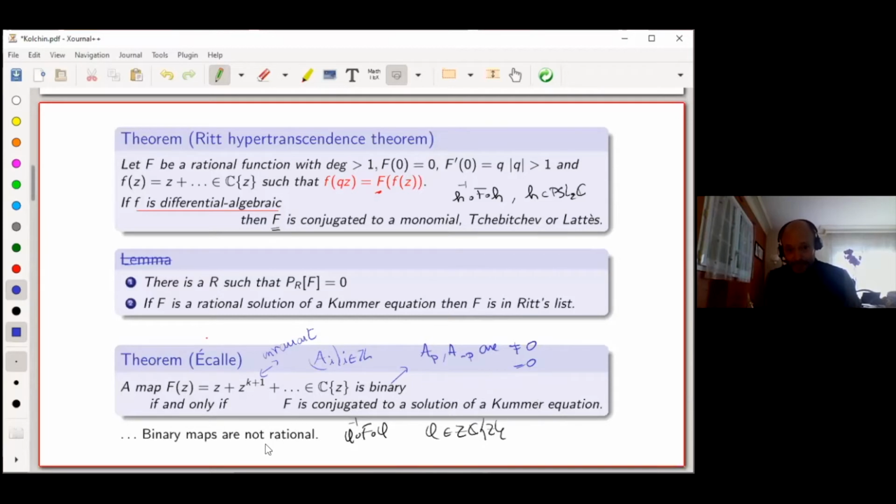So if you believe in this theorem of Écalle, it will imply that these binary maps that appear here are never rational functions, because you know the rational solutions of the Kummer equation are in Reed's list, and there is no element in Reed's list with a so-called parabolic fixed point, meaning that it can be written f of z equals z plus higher order terms. There is none in Reed's list. So this kind of map is a kind of irrationality result.